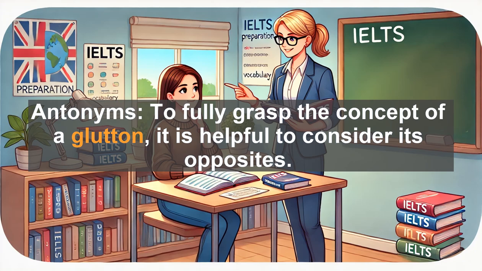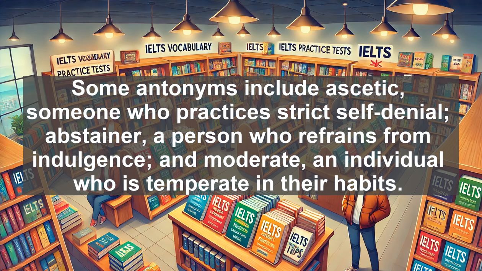Antonyms. To fully grasp the concept of a glutton, it is helpful to consider its opposites. Some antonyms include ascetic, someone who practices strict self-denial; abstainer, a person who refrains from indulgence; and moderate, an individual who is temperate in their habits.